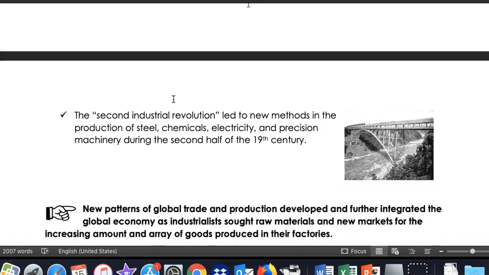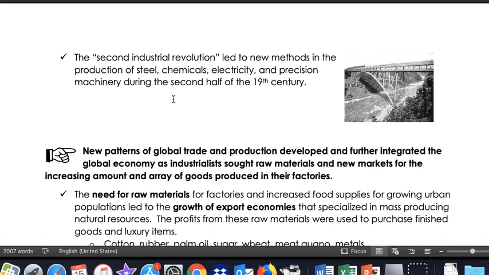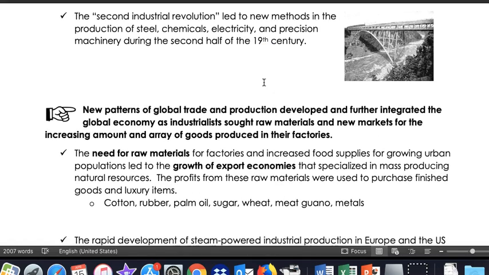The first wave focused on textiles, whereas the second wave of the Industrial Revolution furthered that on to topics such as steel, chemicals, electricity, and precision machinery. And this is where weaponry comes into play too, and war needs. They're going to increasingly turn to the production of those items.